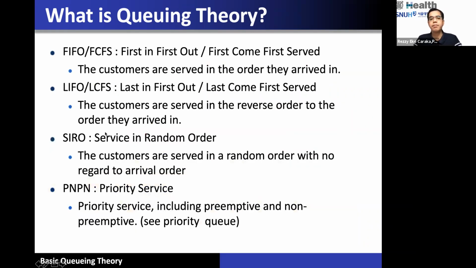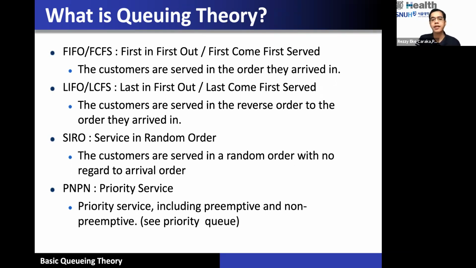There are some particular definitions if you're talking about queuing theory. First is FIFO. FIFO comes from first in, first out, or first come, first serve. It means the customers are served in the order they arrive in. The second is LIFO or LCFS, which means last in, first out, or last come, first serve. It means the customers are served in the reverse order to the order they arrive in. And the third is SIRO. SIRO means service in random order. It means the customers are served in random order with no regard to each other.